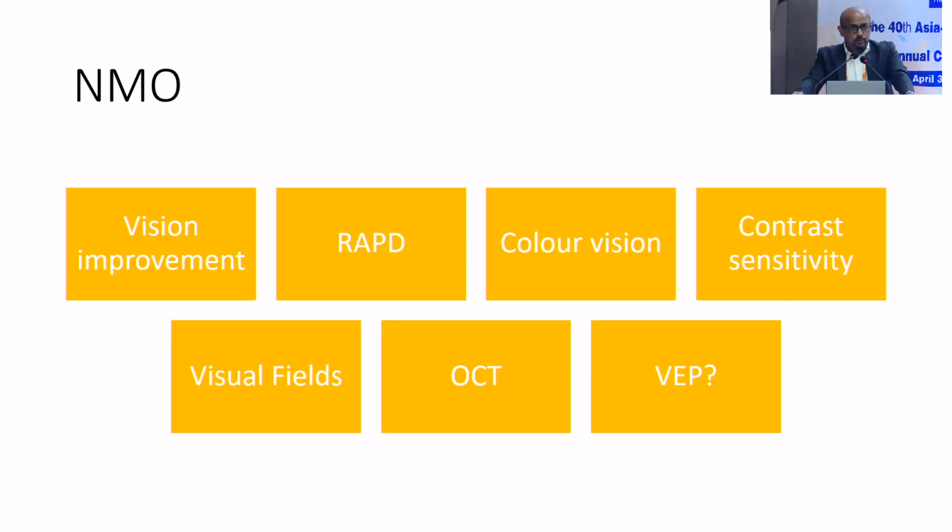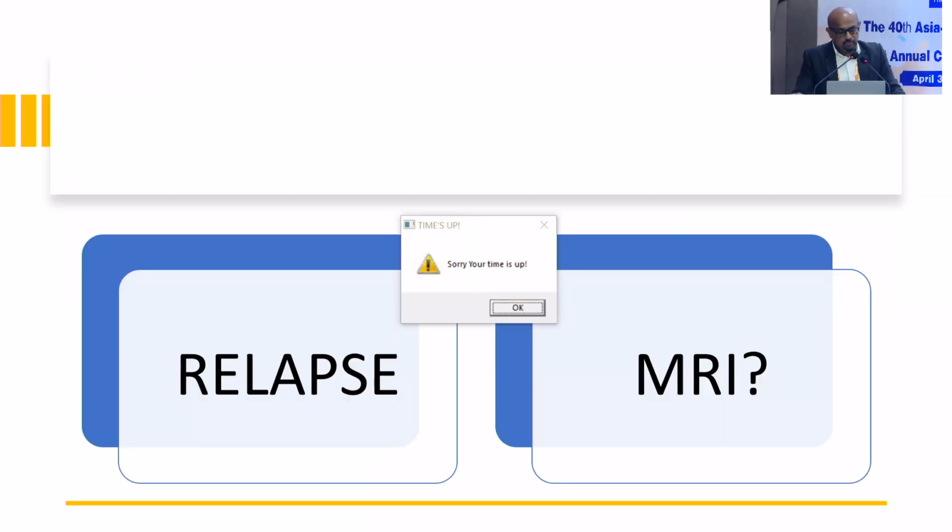NMO, again, we follow the same protocol to follow up the patient. However, one has to remember that NMO is a much more severe disease and vision improvement is not really as much as what we expect in multiple sclerosis. Rest all remains the same. As I said, with OCT, you'll expect much more thinning in patients with NMO.